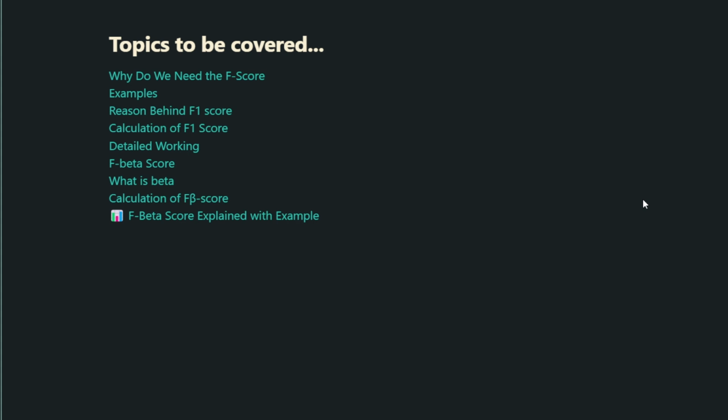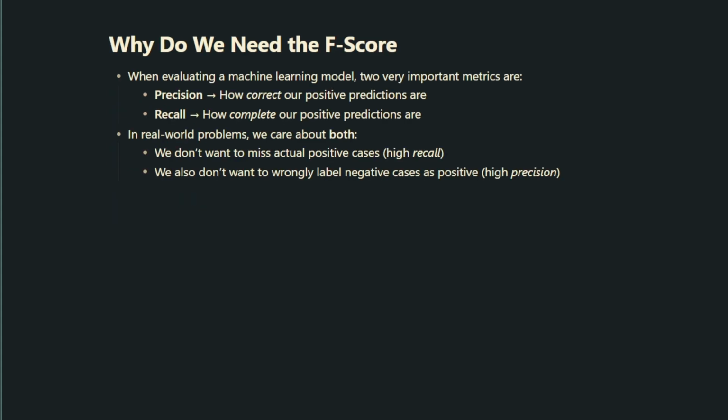So let's get started with our first topic, why do we need the F score? So let's start with a very important question. Why do we even need the F score? When we evaluate a machine learning model, two metrics usually stand out: precision and recall. Precision tells us how correct our positive predictions are. In other words, out of all the times our model said yes, how many times was it actually right? On the other hand, recall tells us how complete our positive predictions are. Out of all the actual positives that exist, how many did our model manage to catch?